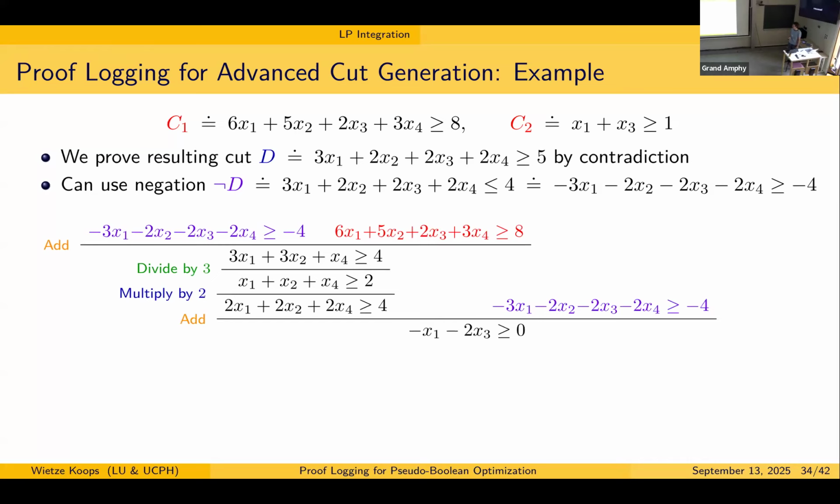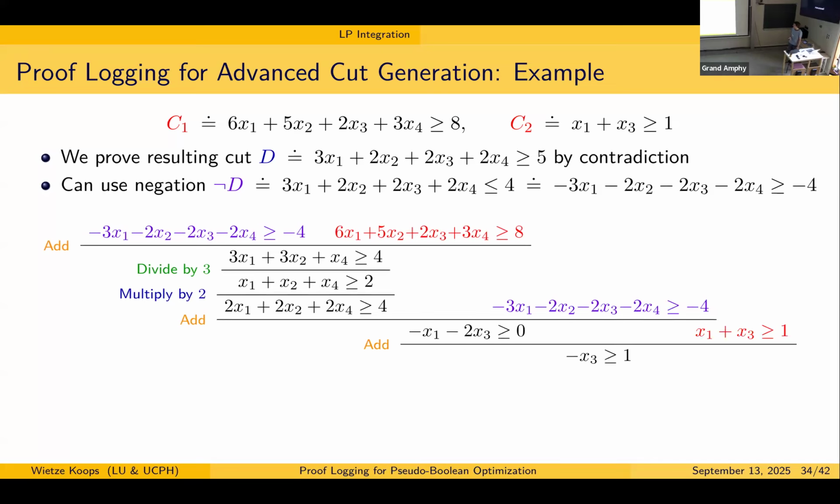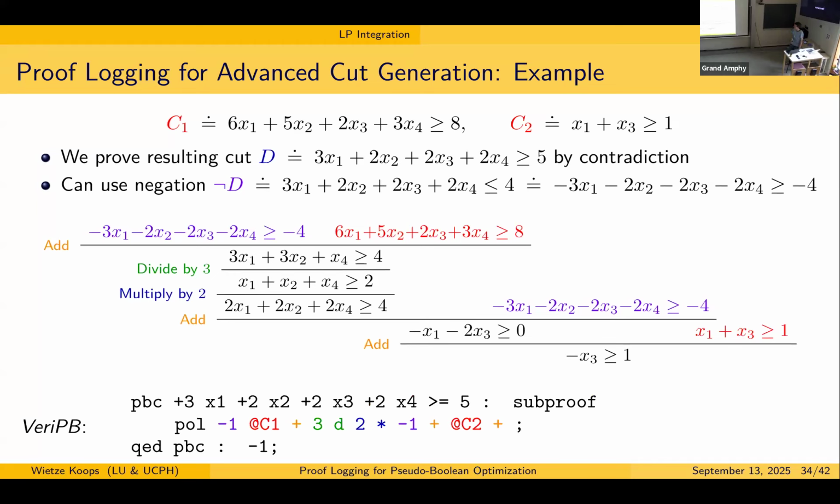Then I'm going to add the negation again. And then I'm going to add the constraint C2. And now I have minus x3 is at least 1. And very quickly you can figure out this is a contradicting constraint. If you really want to derive 0 is at least 1, I could add a literal axiom saying that x3 is at least 0, but actually it's not necessary, as VeriPB can very quickly figure out this is a contradiction.